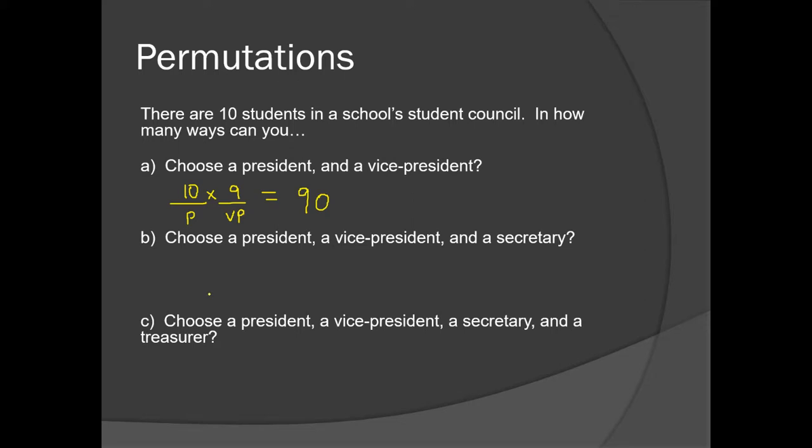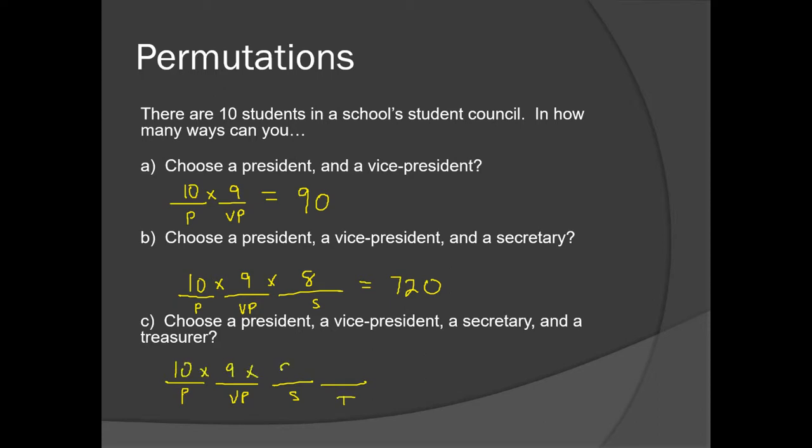In part B, if we add in another position, a secretary, so now we have president, vice president, and secretary, 10, 9, but now we have a third option, so that's 8 people left for that, and that gives us 720. And going one step further, maybe you see the pattern here, but now if we need a treasurer, we just continue the pattern, 10 times 9 times 8, but now there's only 7 people that could be treasurer. That gives us 5,040 options.